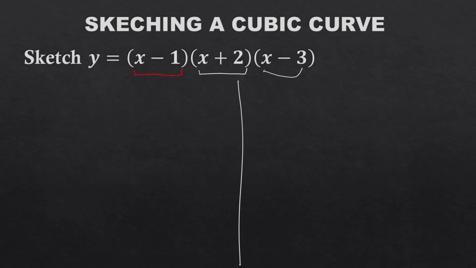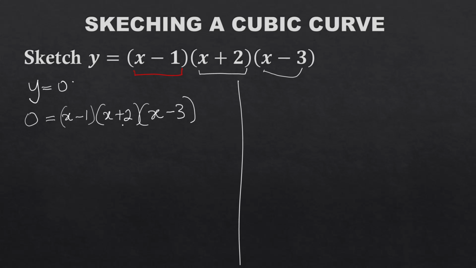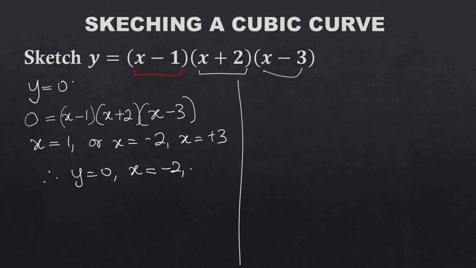That simply means that I already know what my x-intercepts are. So the first step is called the zeros of the polynomial, which means I'm going to say, if y is 0, what will be the value of x? If y is 0, then 0 equals x minus 1, in brackets, x plus 2, in brackets, x minus 3, in brackets. All you need to do is change your signs, therefore x is equal to 1, or x is equal to minus 2, or x is equal to 3. That simply means that when y is 0, x is minus 2, 1, and 3.